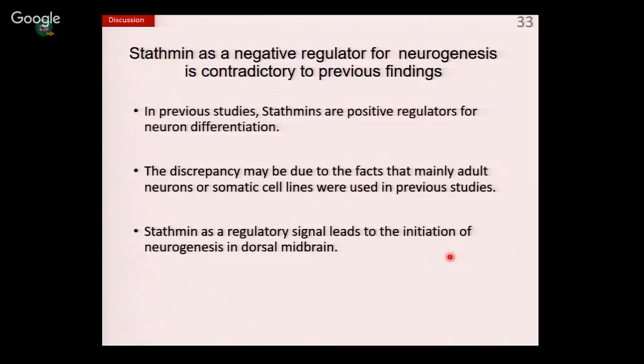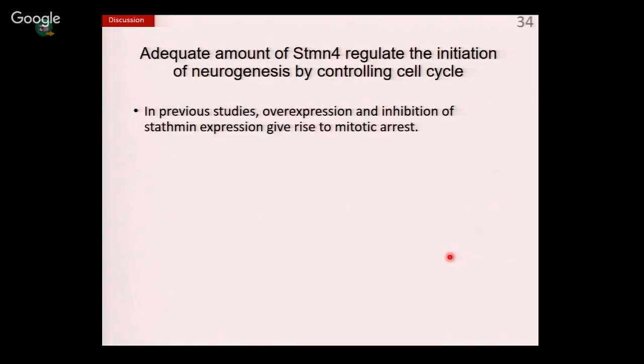Therefore, the findings in this study may represent sesamine as a regulatory signal leading to the initiation of neurogenesis in dorsal midbrain. Next, when studying how STEM4 regulates the initiation of neurogenesis, some findings point out that there is a strong correlation between STEM4 expression and cellular proliferation.